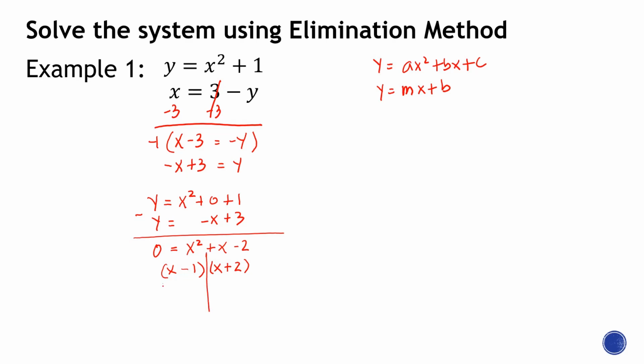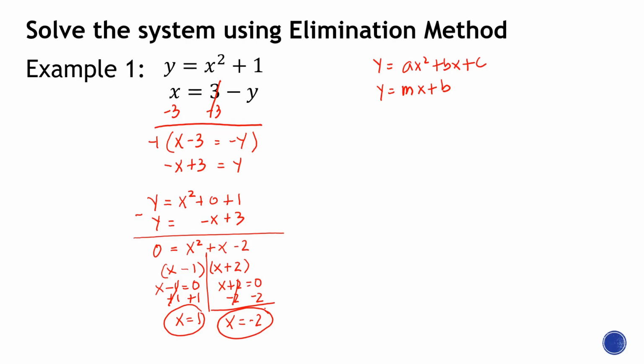And then let's solve for x. We add 1 on both sides, and that will give us x equals positive 1. And then here we have x plus 2 equals 0. We subtract 2 on both sides. That will give us x equals negative 2.